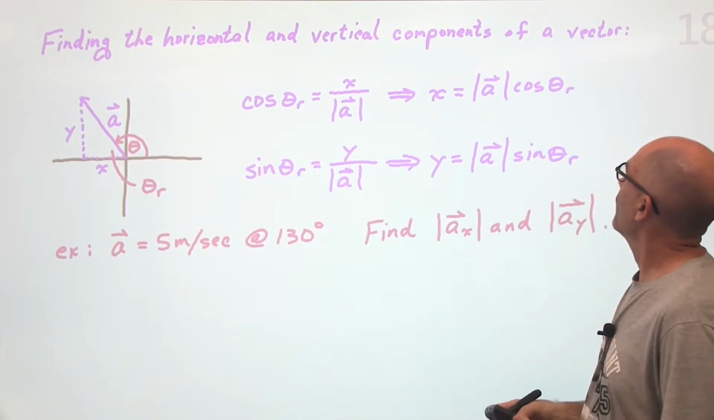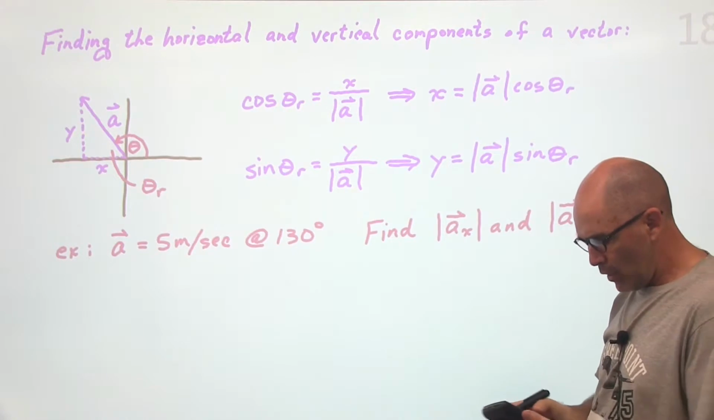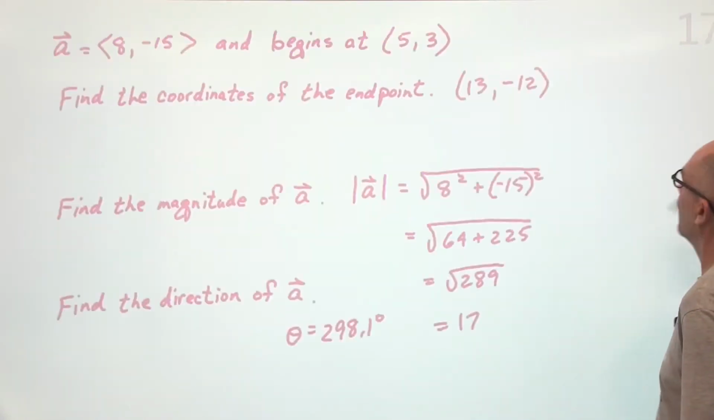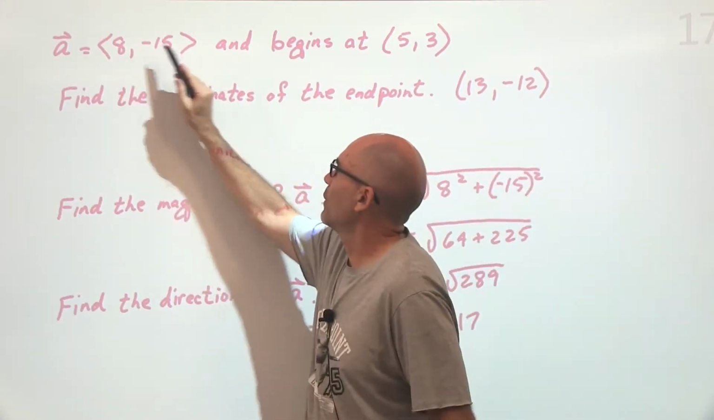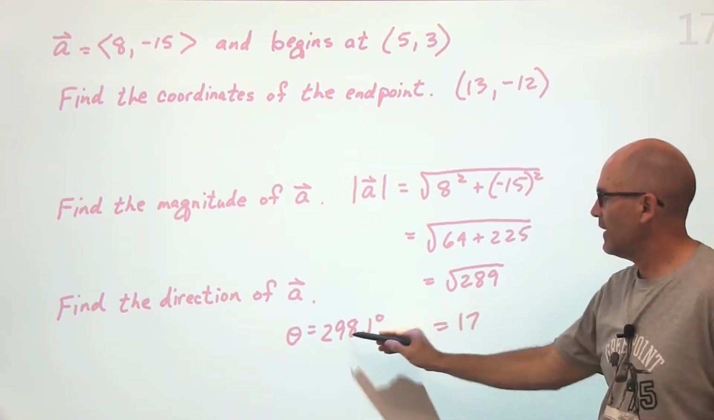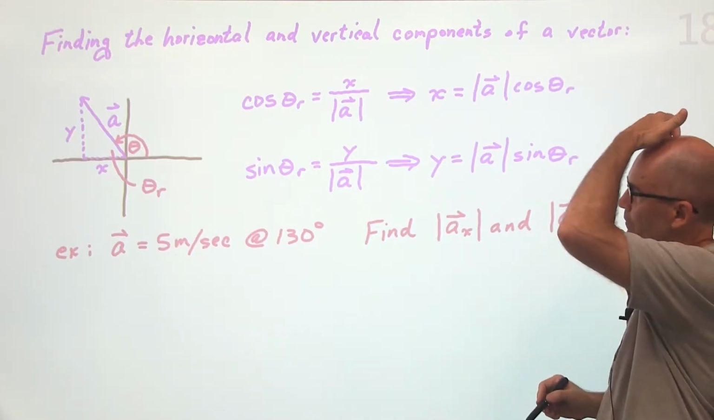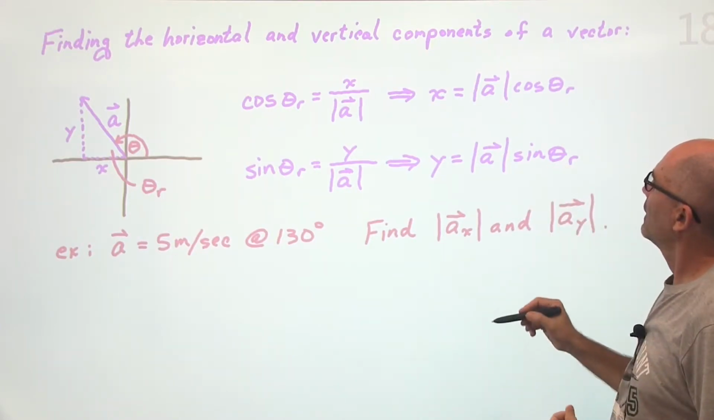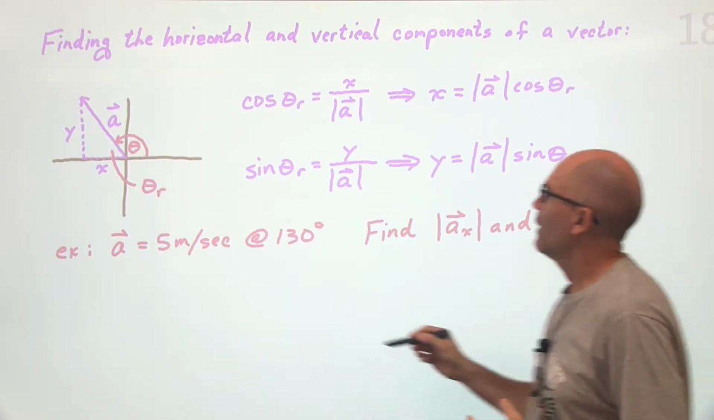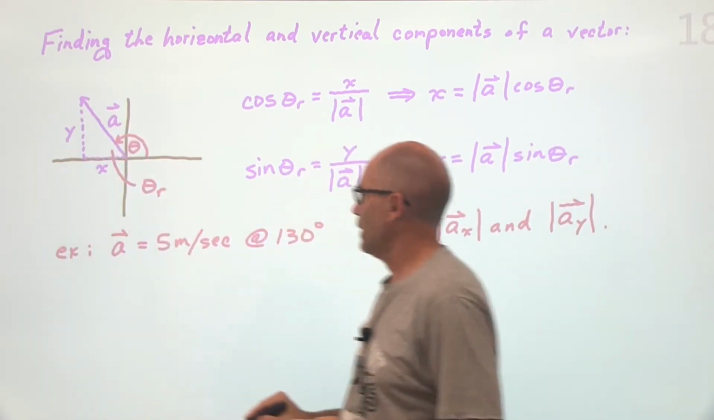Now find the horizontal and vertical components of a vector. So this time, in the previous example, we were given the horizontal and vertical components, and we found the magnitude and the angle. Well, here we're going the other direction. If we're given the magnitude and the angle, then we want the horizontal and vertical components.